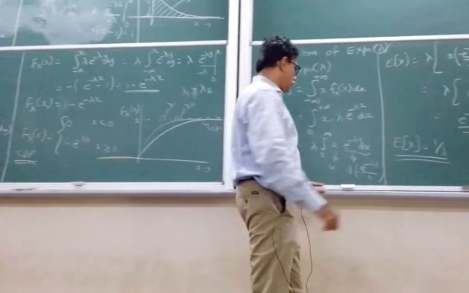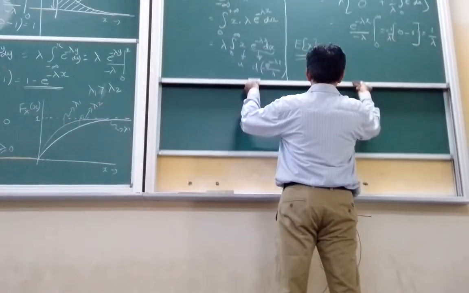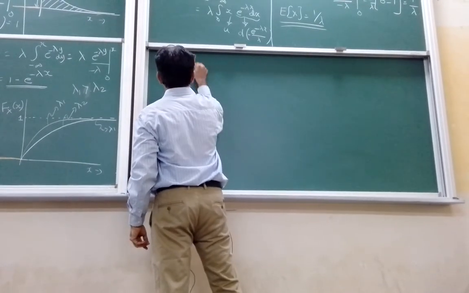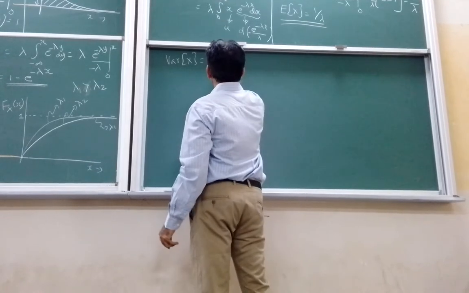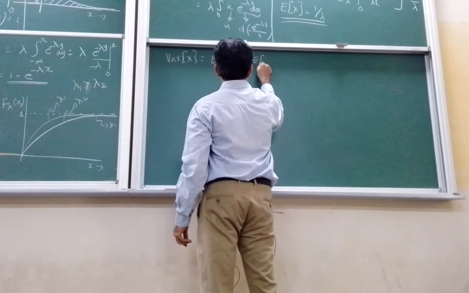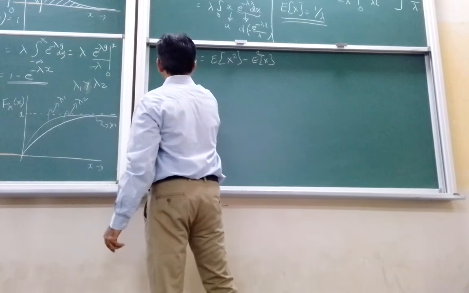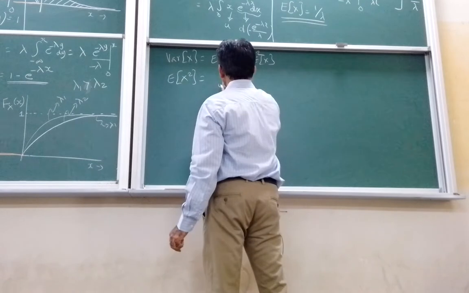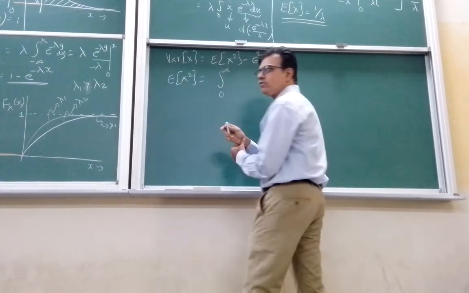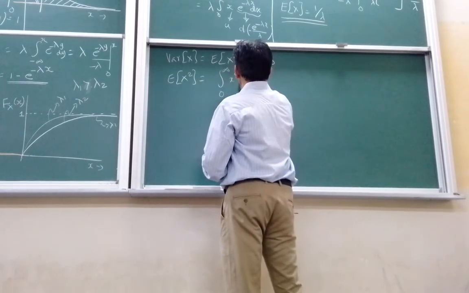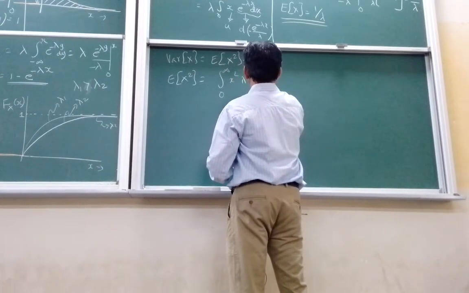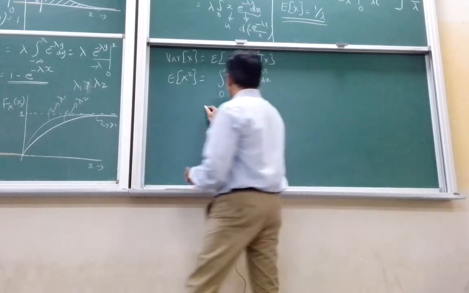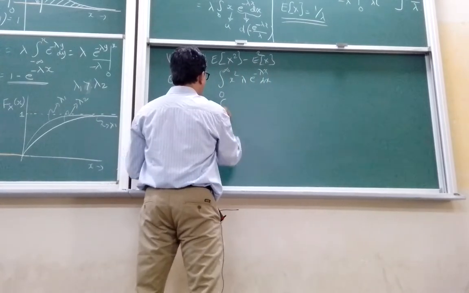So this is the expectation, then the variance of x. The first thing is the second moment, which we have to find out as usual. So it is the integral from 0 to infinity of x squared into lambda e power minus lambda x dx. Again we have to do integration by parts, twice. So lambda we will take out.